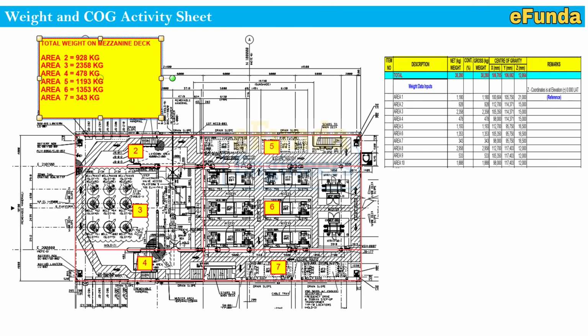This is how the weight COG activity sheet is prepared, and the same activity sheet as well as the layout marking to indicate the area will be shared with the respective disciplines where they compile their weight COG report, and this will help to have an estimation or a load analysis for the structural items.